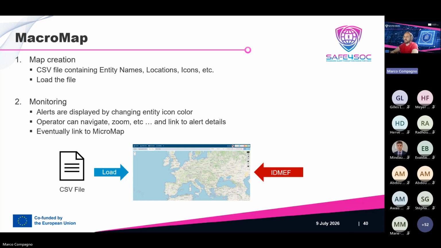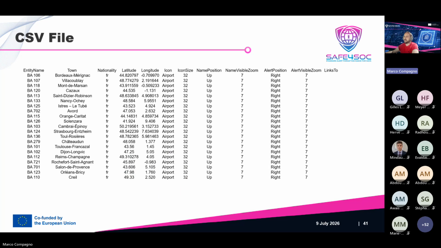The macro map is also built to work in synergy with the micro map, so there are direct connections between the two, which we will see shortly. Now I'm going to quickly show you what the CSV file might look like. It is actually very simple.